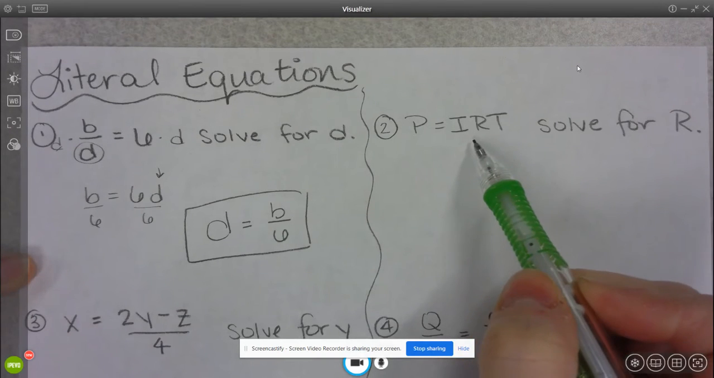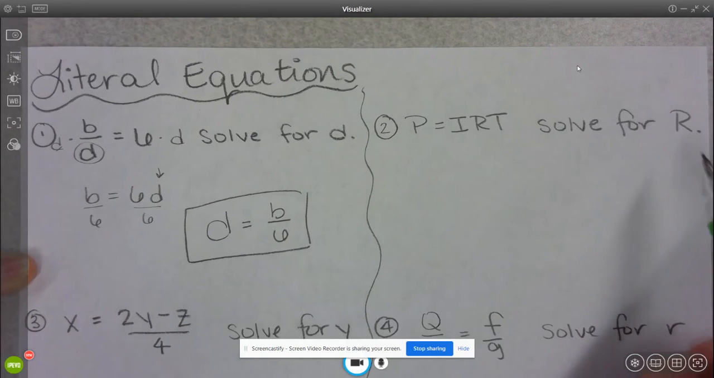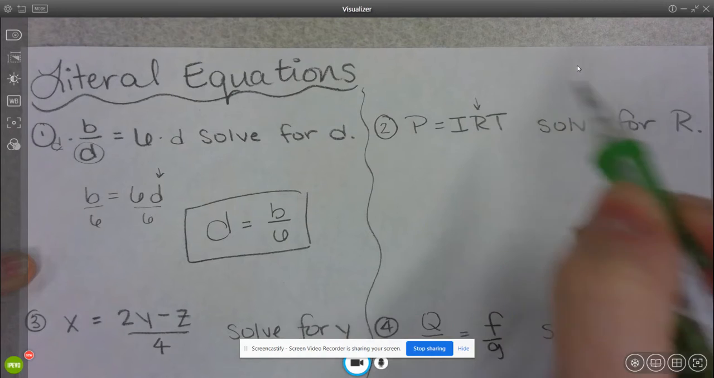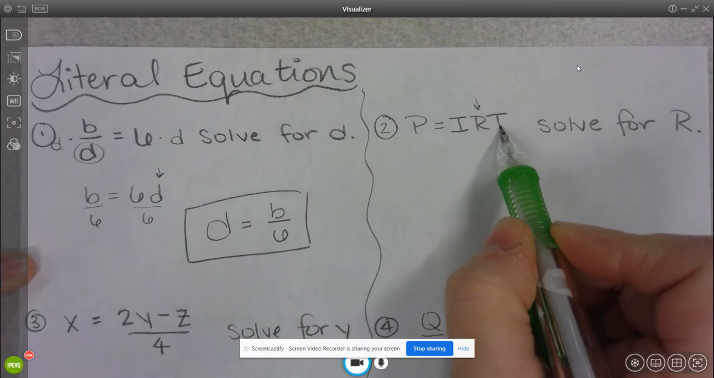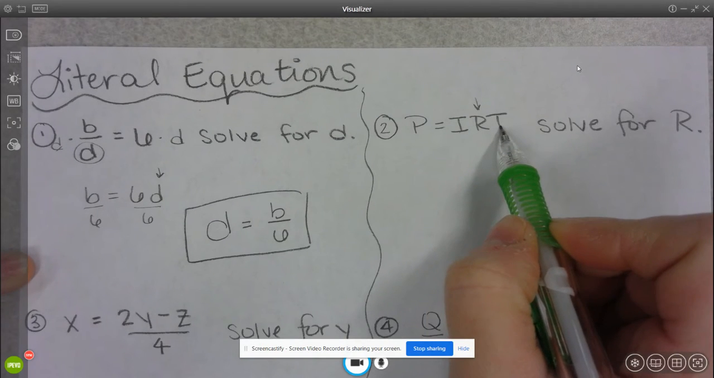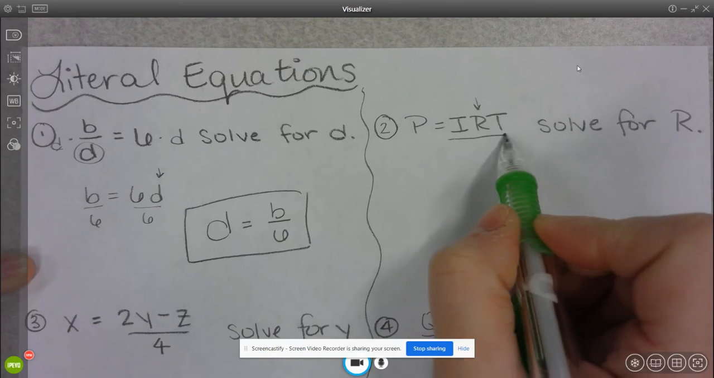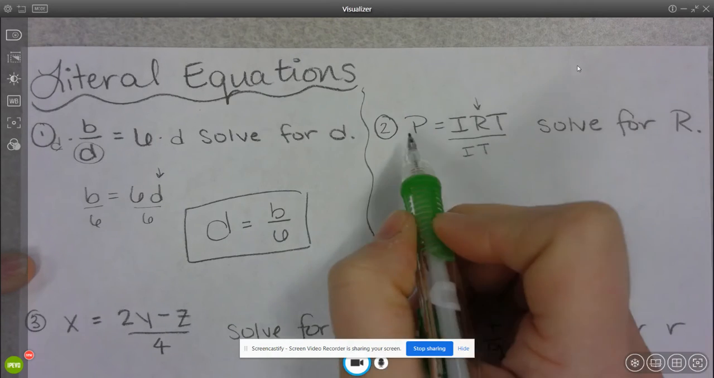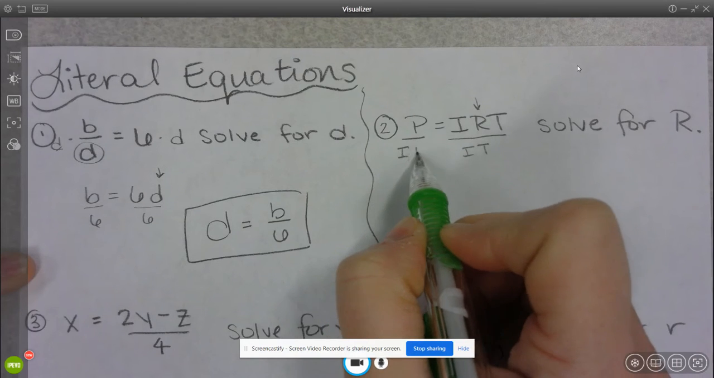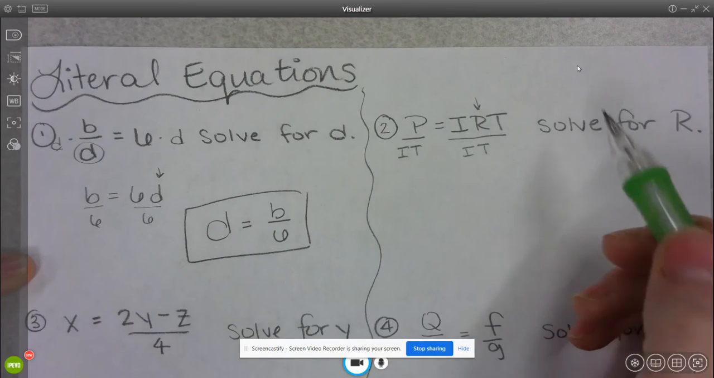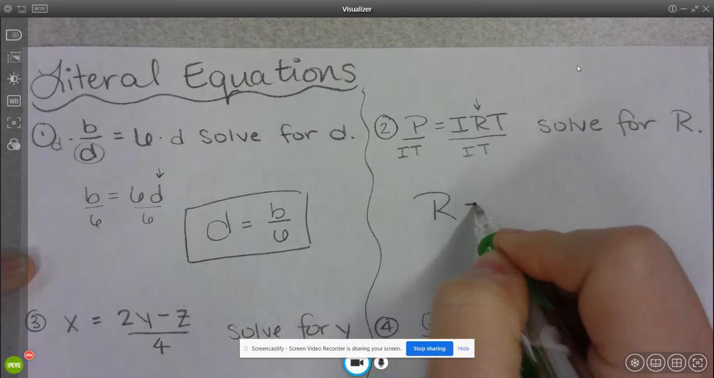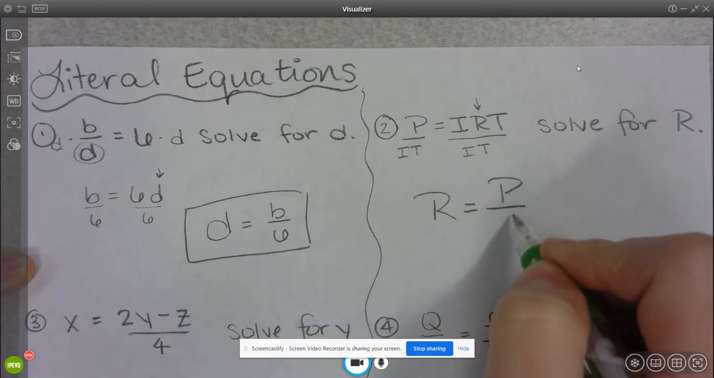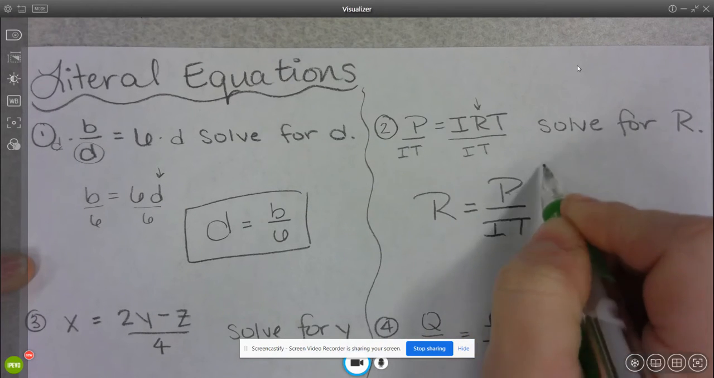Over here in my second example, they're asking us to solve for r. So currently, r is being multiplied by both i and t. And I'm allowed to divide by both of those variables at the same time, which gives me r being equal to p divided by it.